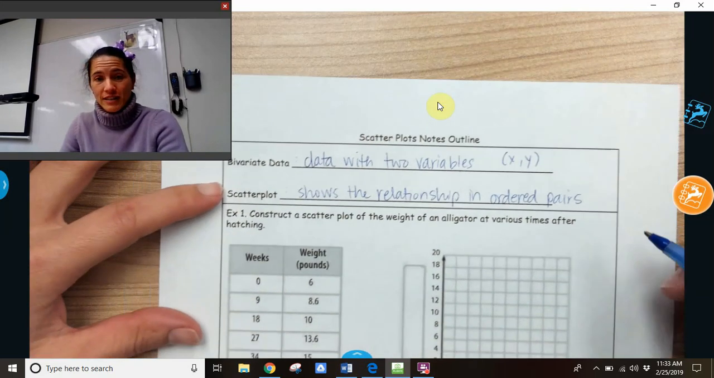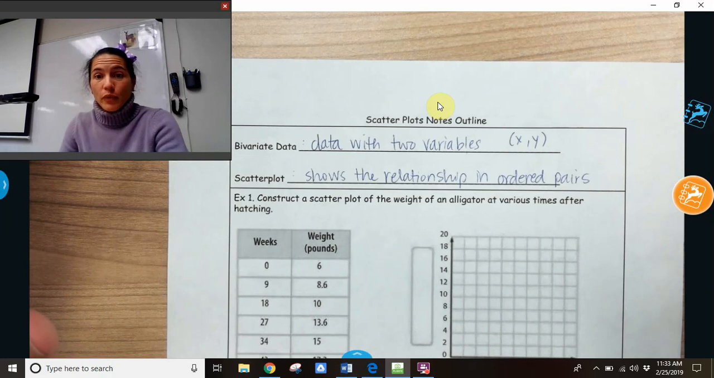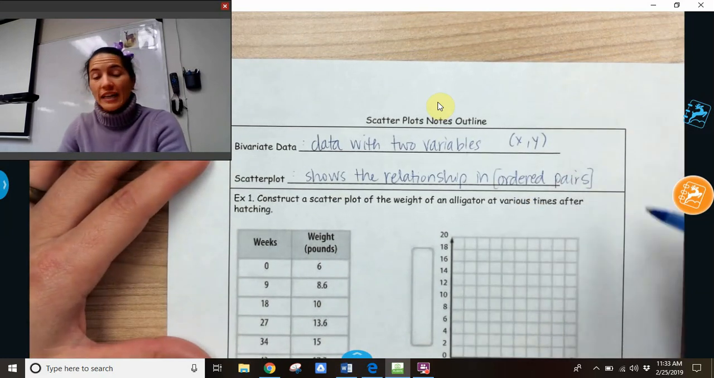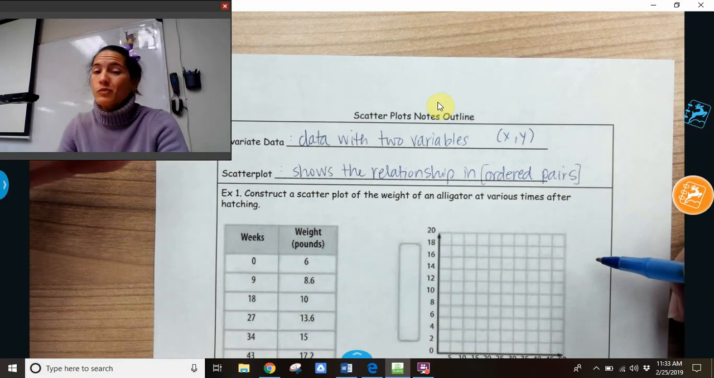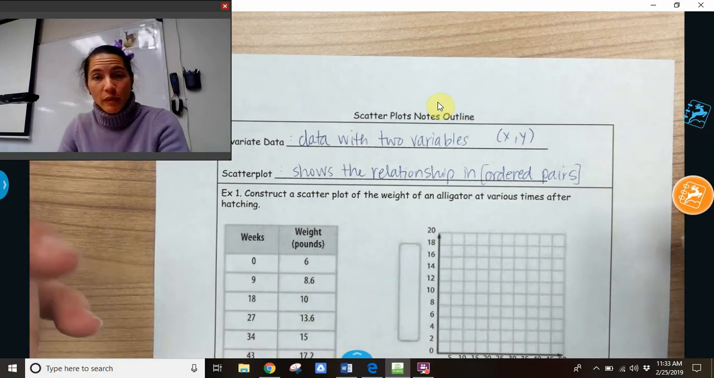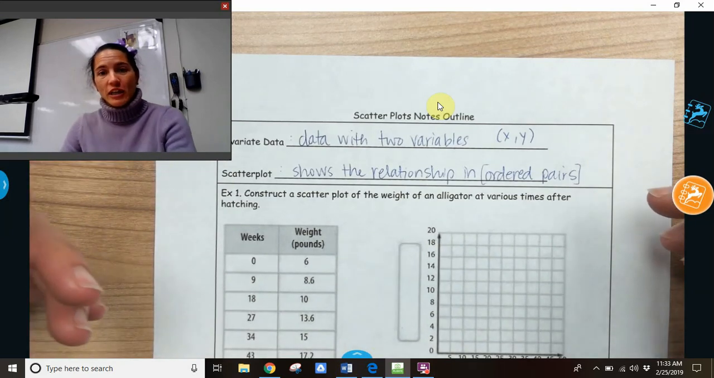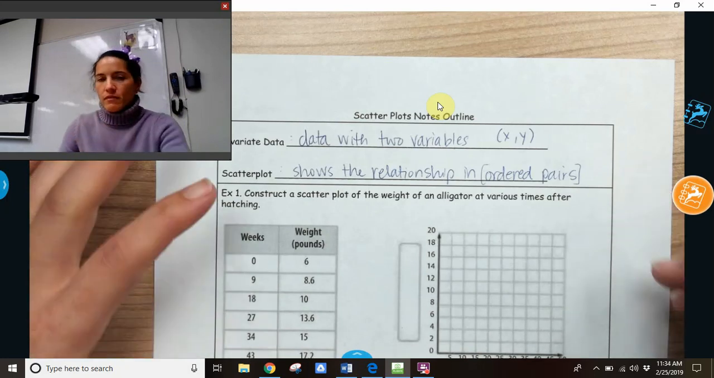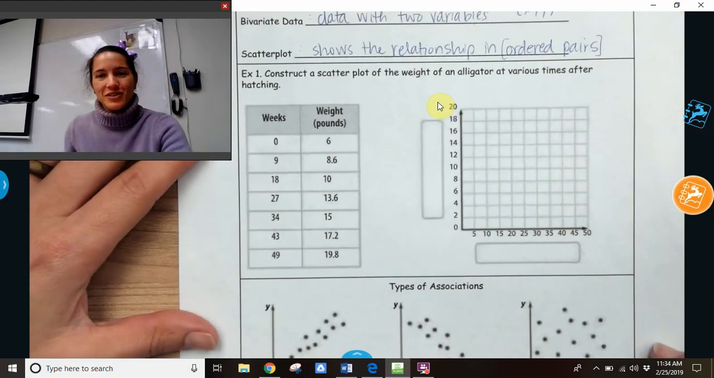A scatter plot shows the relationship between those two variables in ordered pairs. And so you're going to see a bunch of dots on a coordinate plane. That is a scatter plot, but this time it's talking about the specific variables in the problem. And so what we're going to do is we're going to do some examples.